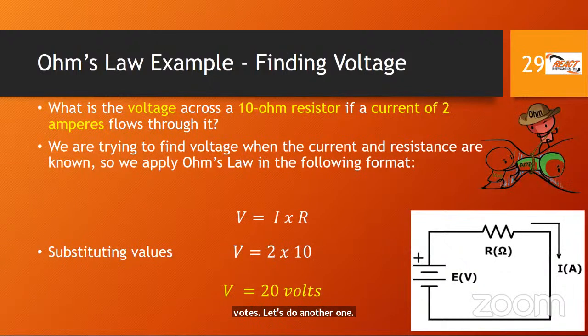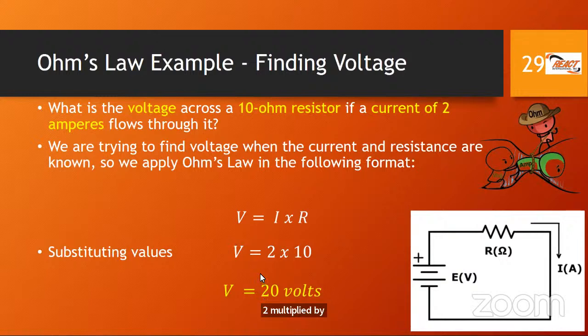Right. Okay. What is the voltage of a 10 ohm resistor if a current of 2 amperes flows through it? Well, they have given us the resistance, they have given us the current. So we use the same Ohm's law formula. V is equal to IR. What is I? I is the current. 2 amperes. What is R? R is the resistance. 10 ohms. We plug that into the formula. 2 multiplied by 10. The answer is 20 volts.